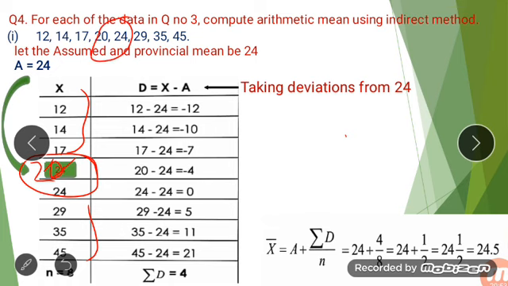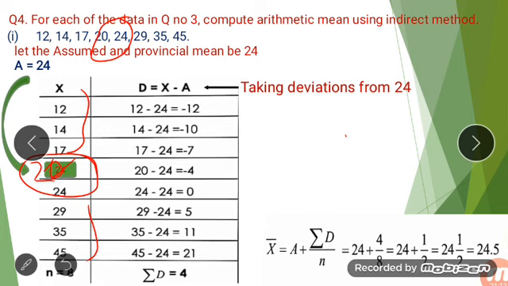So it's better to select the assumed mean, known as the provisional mean, which we have assumed ourselves, as the middle value. Any of them you can take, but if you take any value from x or from the data, it will not affect the answer.